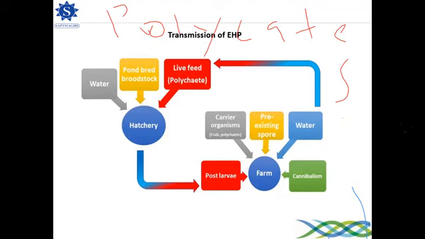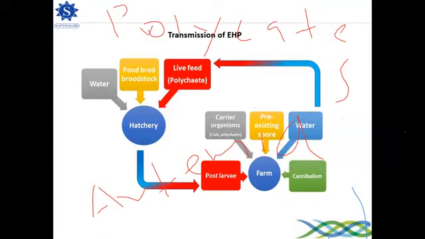Same way, Artemia biomass also. There are so many reports from China, Thailand, and even India that Artemia biomass is prone to be a host for EHP. Second thing, water. Water contamination is very important in the hatchery also, because all the hatcheries are on the coastal lines, so there is a chance of contamination with EHP spores from the coastal water source.